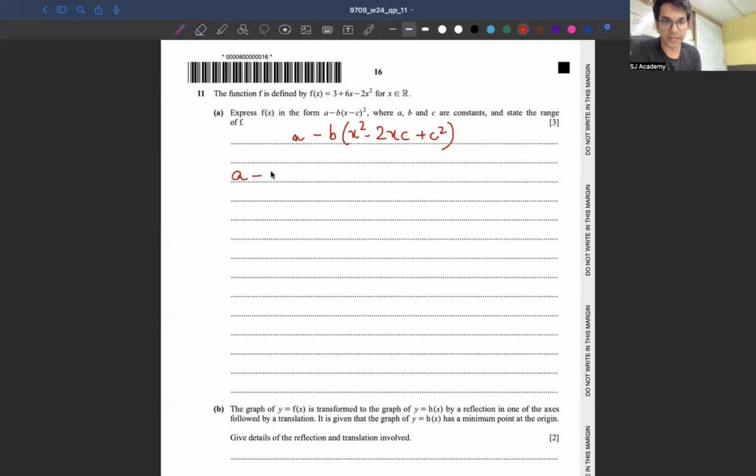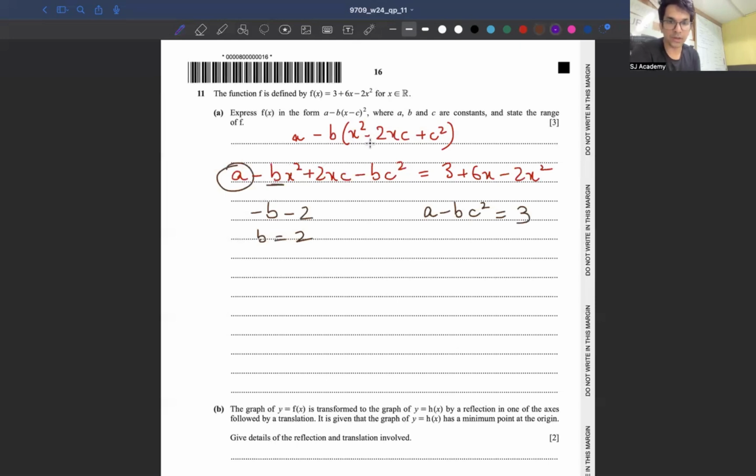Opening up the bracket, we'll get a minus bx squared plus 2bxc minus bc squared is equal to 3 plus 6x minus 2x squared. Now comparing the coefficients, the coefficient of x squared over here is minus b, and on the right hand side it is minus 2. So the value of b will be equal to 2. The constant term is a minus bc squared, so a minus bc squared will be equal to the constant term over here, which is 3.